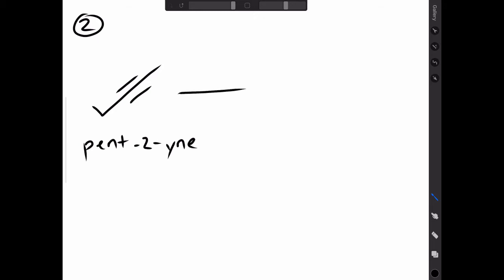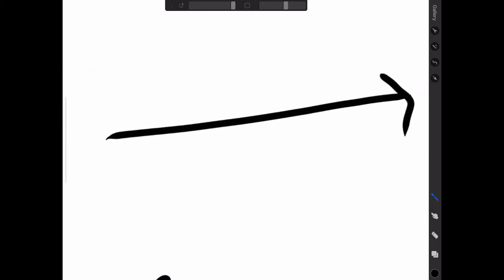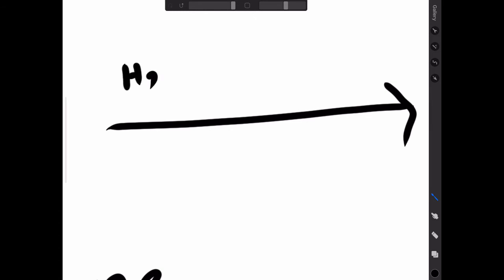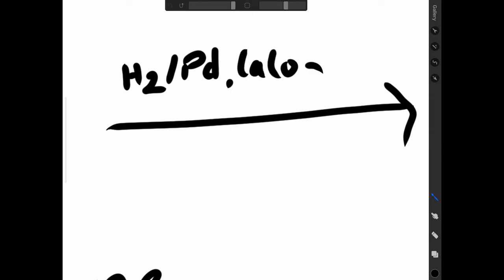H2, Pd/CaCO3, which is metallic palladium deposited on calcium carbonate that has been conditioned with lead acetate and quinoline, which is an amine. This special catalyst is known as Lindlar's catalyst. This is used for selective reduction of a triple bond to a double bond.